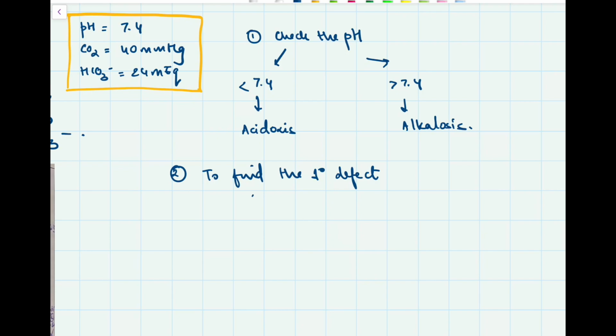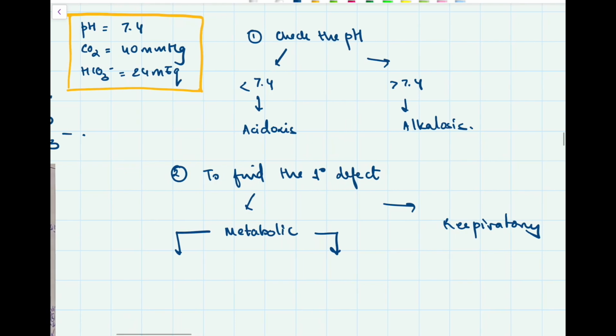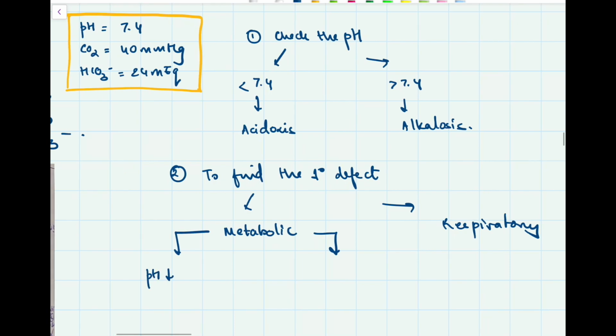The second step is to find the primary defect. What is the primary defect? Whether it is a metabolic cause or a respiratory cause. So for metabolic causes, you will see that if the pH is decreasing, the bicarbonate is also decreasing, because bicarbonate is the ion that is responsible for causing alkalosis. So pH and bicarbonate are in the same direction. This means that it is a metabolic cause. Same for alkalosis, that is, the increase in pH, the bicarbonate will also increase.